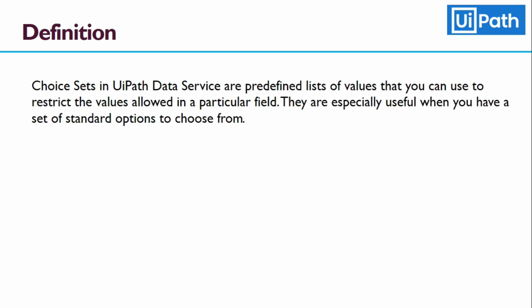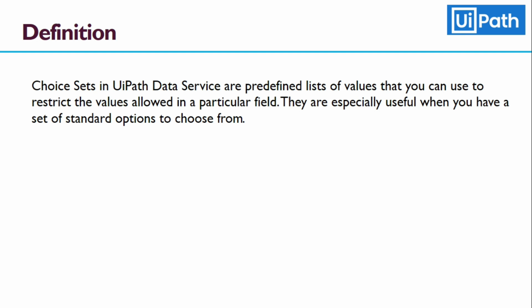Now, let's take one scenario. Let's say the bot has a rule to process only vendors with the status active. Now, if someone manually typed ACT in the records instead of active, then what will happen? The bot would not recognize it and might skip that vendor. But with a choice set, the user can only select active, inactive, or pending, which will ensure that the bot always gets the correct data and that it will be processed.